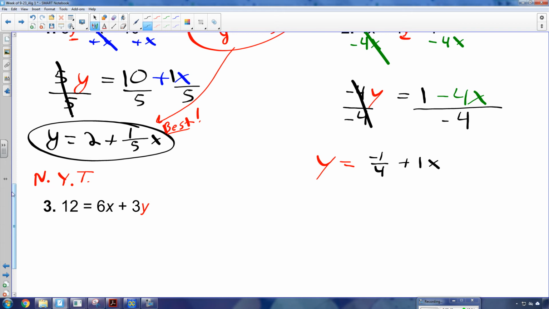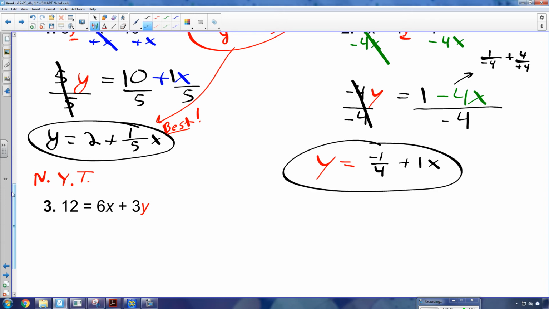If you look at this, it's 1 over negative 4 minus 4 over negative 4. We know that this is going to be a plus, right, because it's minus a negative, and 4 over 4 is 1. So this is our best possible answer. You can also write it as y equals x minus 1/4. That's also okay. You know what I'm saying? So that's kind of where we're at.